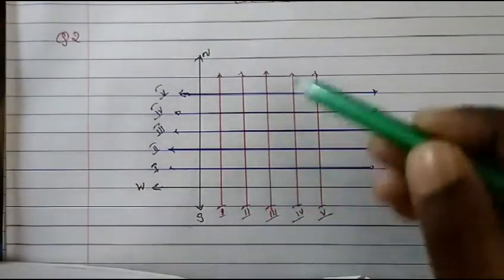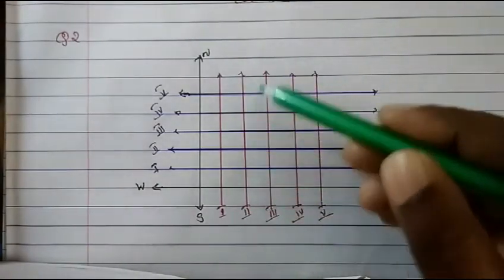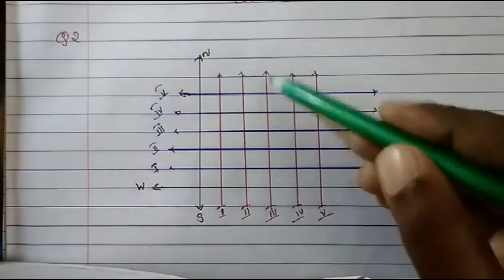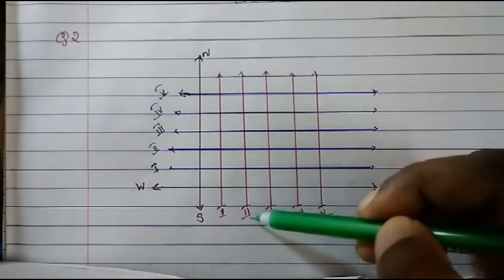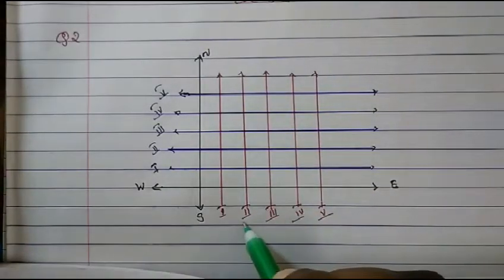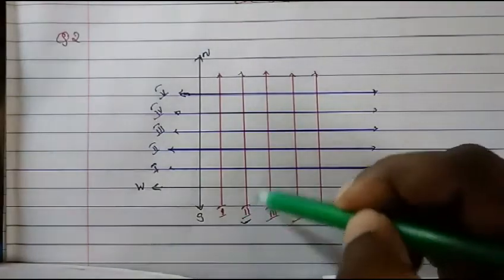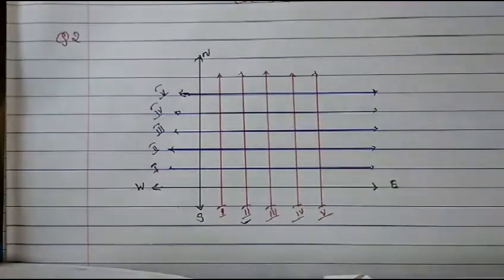So these red color lines that you see are running in the north-south direction. So which is the street? It is said second street running in north-south direction. So this is the second street running in north-south direction. And then what is said?